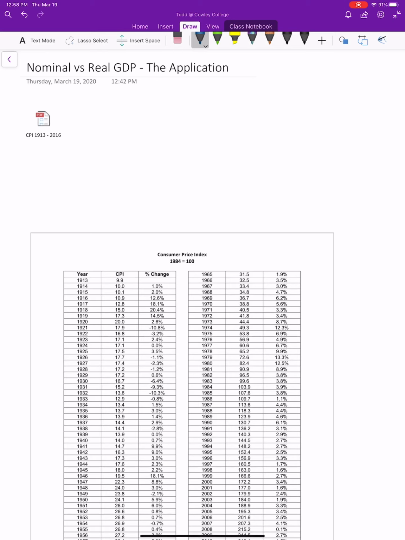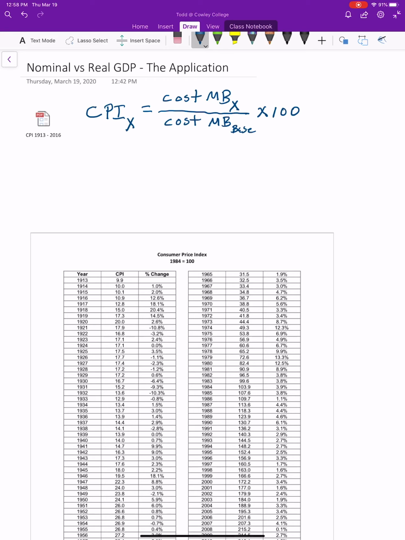Just as a real quick review of the last video, what we finally decided is that we can calculate the consumer price index for any given year by taking the cost of the market basket in the year that you are calculating for, divided by the cost of that same market basket in your base year, and then multiplying that number by 100. By doing that, we can see how much average prices have increased from the base year to the current period.